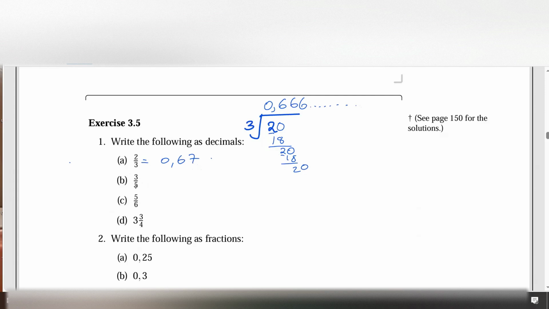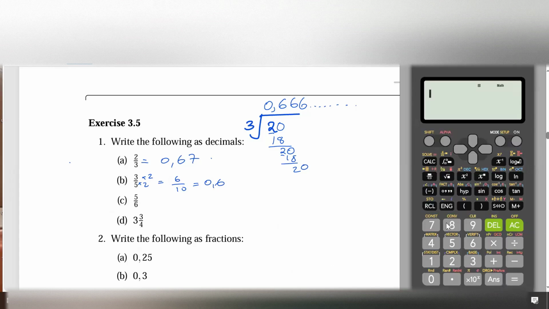And then if I have 3/5, okay, with the 3/5, I can still use the long division, or I can change this denominator into a 10 by multiplying this by 2, multiply that by 2, so that I have 6/10. Then 6/10 is the same as 0,6. Alternatively, if I use my calculator and say that it is 3 fraction 5, I press the equal sign, and then I press this SD button, I will get the 0,6.